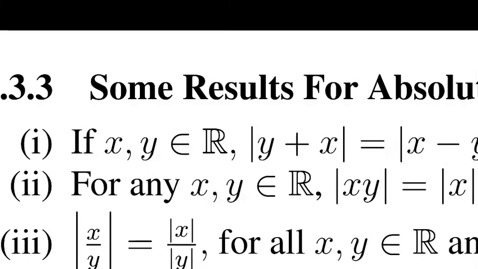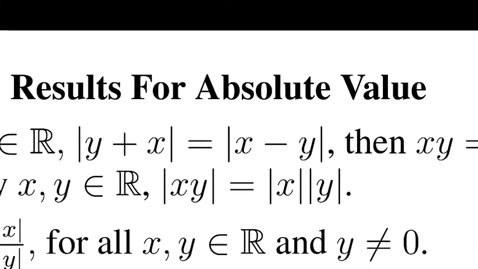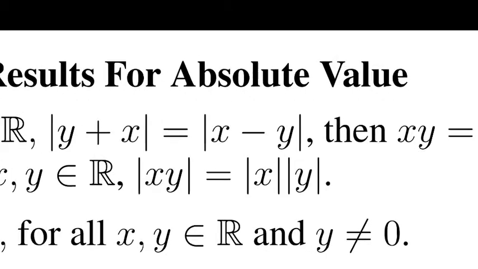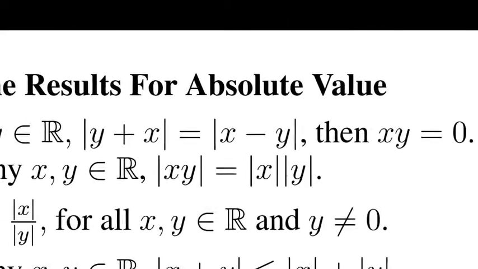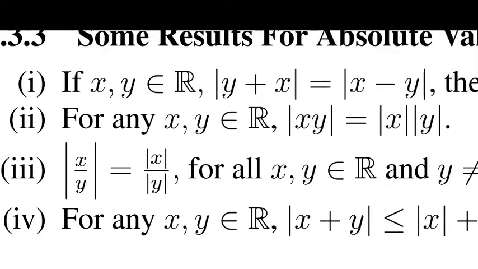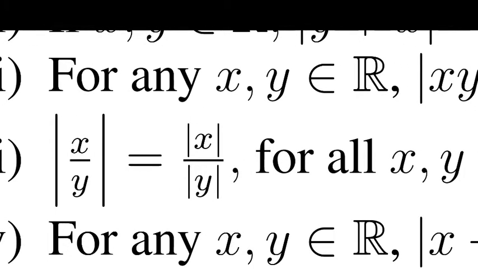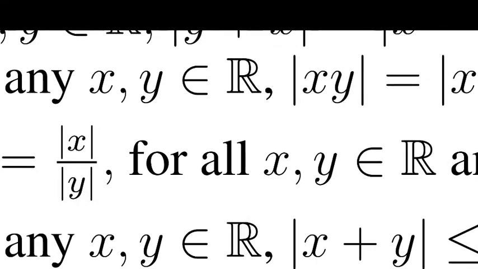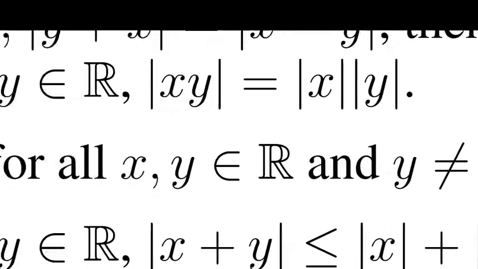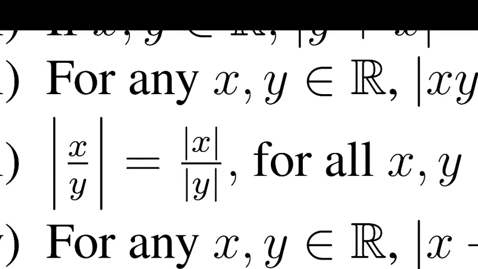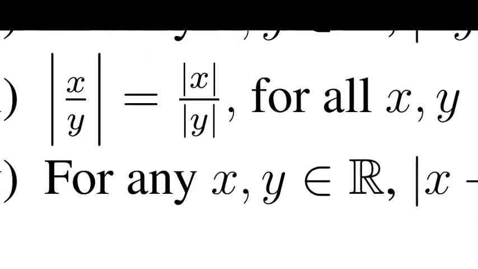Next, for any x, y belonging to R, modulus of x into y can be written as modulus of x into modulus of y. Next, modulus of x divided by y can be written as modulus of x by modulus of y. We can split the modulus to the denominator as well as the numerator for all x, y belonging to R, and y is not equal to 0, because if y becomes 0 it becomes infinity. That's why y is not equal to 0.